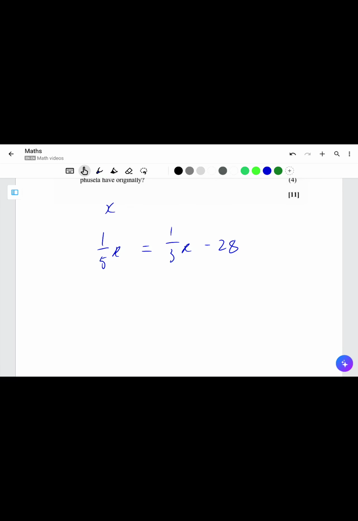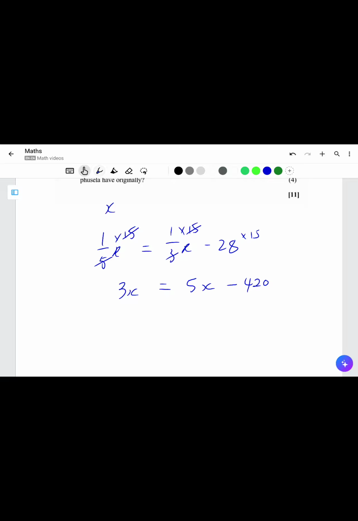So we don't want to work with fractions, all right? We never want to work with fractions. So how do we get rid of these fractions? We can quite clearly see that I can multiply this by 15. We can multiply that by 15, and we can multiply this by 15, okay? By doing so, we can now see that 5 goes into 15 3 times, so it's going to be 3x, and 3 goes into 15 5 times, so it's going to be 5x minus 28 times 15. You guys can do that on a calculator, and that's going to give you 420.